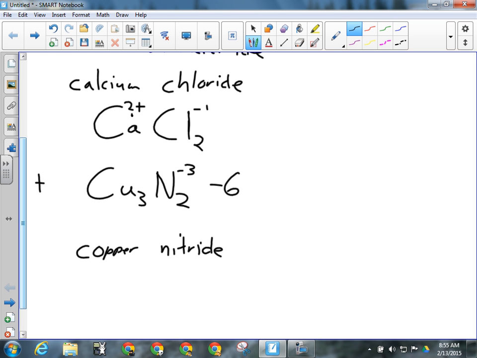So there have to be 6 positives. If I want to figure out what the charge on copper is, I divide how many positive charges I need by the number of coppers I have to get them from. So 6 divided by 3 is 2. So this is copper 2 nitride. That's how we figure out the Roman numerals.